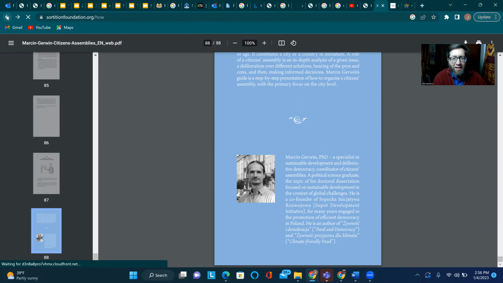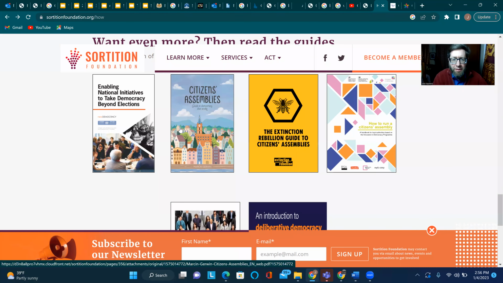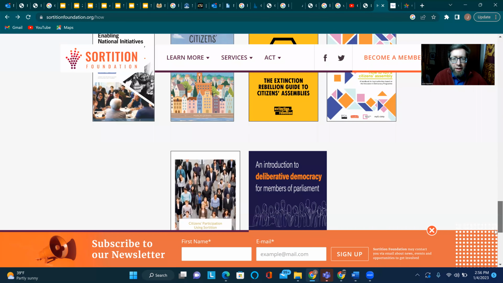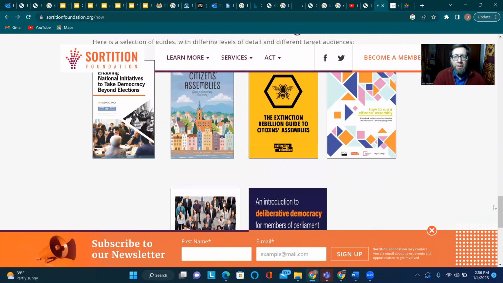Okay, let's go to a different one. Let's see. So these are the other ones. Extinction Rebellion. And yeah, they're involved. Extinction Rebellion does a lot of the climate assemblies, and a lot of times they use the term climate assembly when they're really just talking about how to put together a good citizens assembly. Of course, their citizen assembly is going to be used for climate.